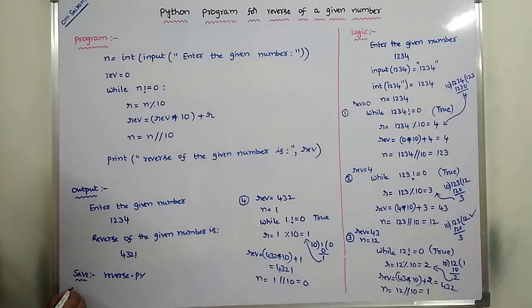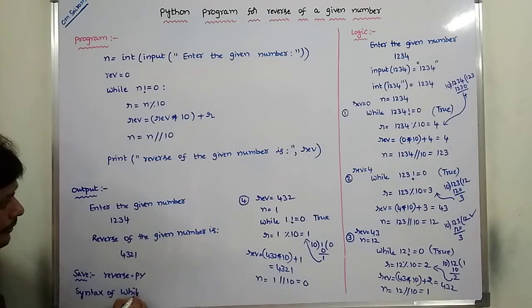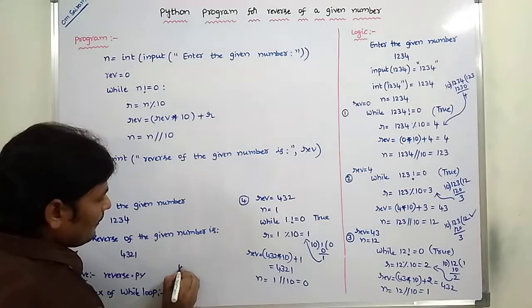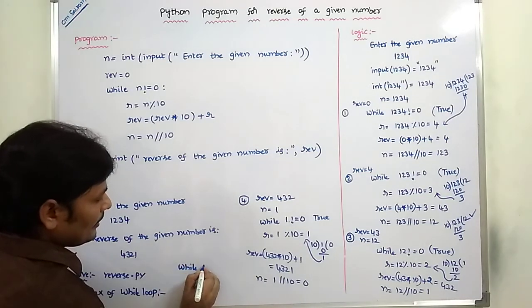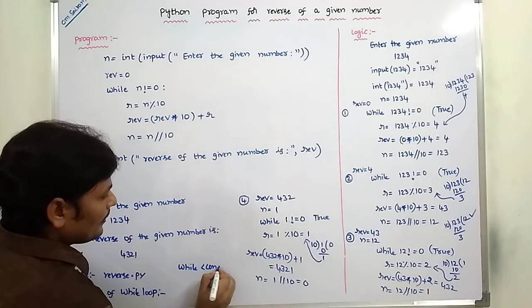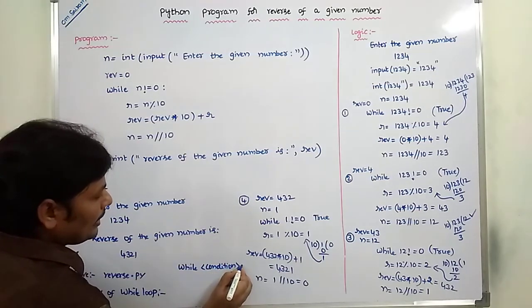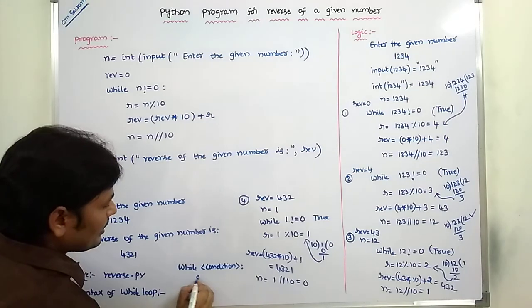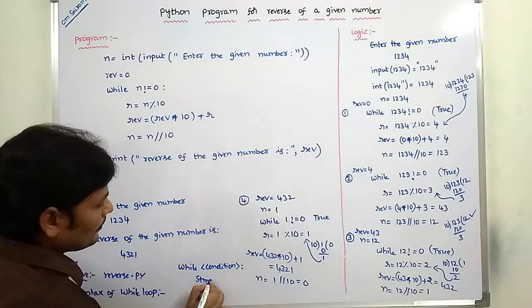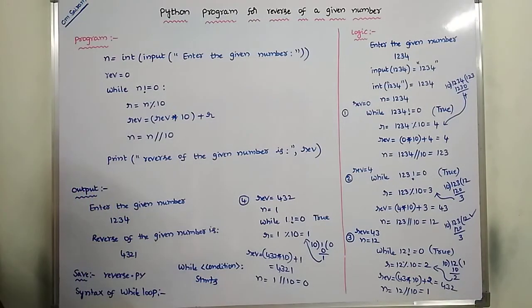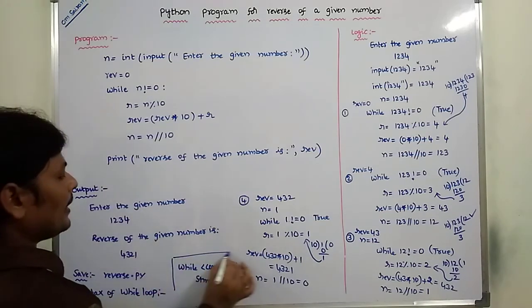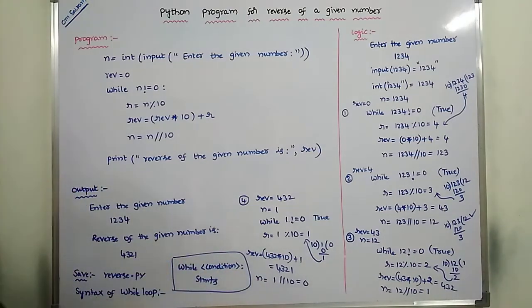Next, the syntax of the while loop is: while condition colon, then statements. This is the syntax of the while loop.